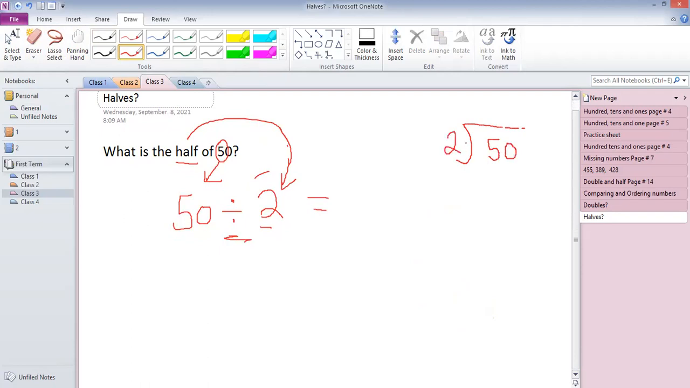Now check the table of 2. How many times do you read the table of 2 in order to get 5 or less than 5? 2 by 1 is 2, 2 by 2 is 4, 2 by 3 is 6. So you will go to 2 by 2, because 2 by 3 is equal to 6, which is more than 5. So 2 by 2 equals 4, and then you will subtract. 5 minus 4 equals 1. Then you will put this 0 down. So it is now 10.